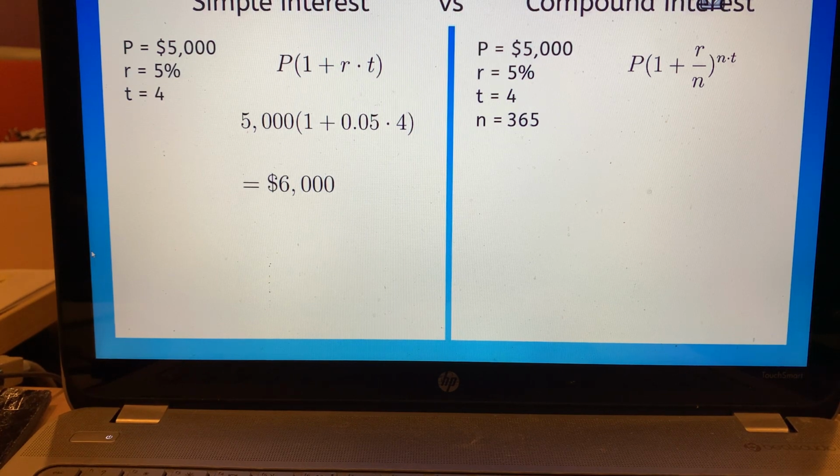That's 365 times every year. So a more realistic estimate for this loan would be $6,106.93, over $100 more than if it were simple interest. That's a lot of extra money you're paying on top of repaying the money you borrowed. That's just for one semester of college.